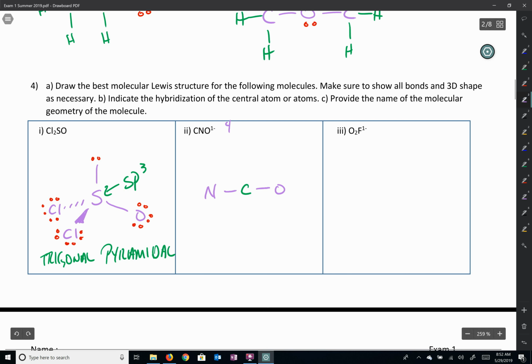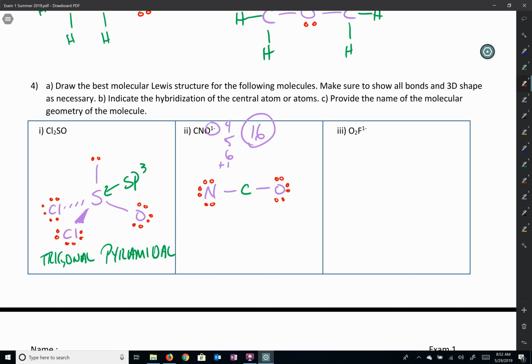Carbon has 4 valence electrons, nitrogen has 5, oxygen has 6, and you add 1 for the -1 charge, right? So we have a total of 16 electrons to deal with, right? We've already dealt with 4 of them. So 4, 6, 8, 10, 12, 14, 16, okay? There's my 16 total electrons. Now, obviously, you see a problem. The carbon in the middle there is deficient of electrons.